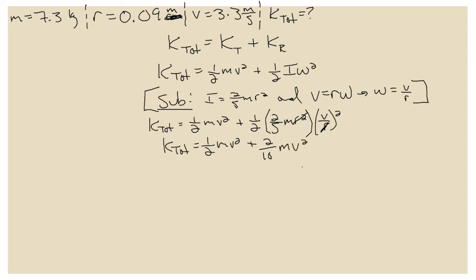mv squared. And that's the beauty of this approach: now what we have is a fraction of mv squared plus another fraction of mv squared. And that means when we add these two things together, we'll be able to have a nice, neat, tidy little equation. 1/2 and 1/5 cannot be added together directly.